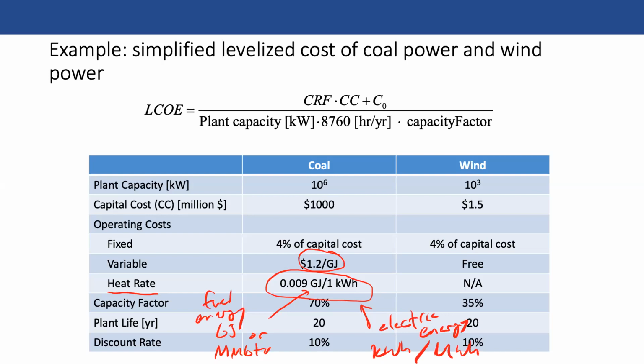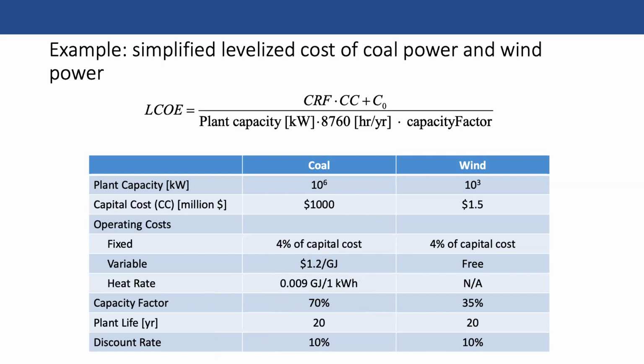This heat rate is the plant efficiency. If you remember back to, I think, lecture 1, this is what we would refer to as an efficacy, because the units aren't the same. But power plant efficiencies are most commonly referenced as heat rates. So this is a pretty common type of thing that you would see. Okay, we have capacity factor, 70% for the coal, 35% for wind. They both last 20 years, and we have a discount rate of 10%.